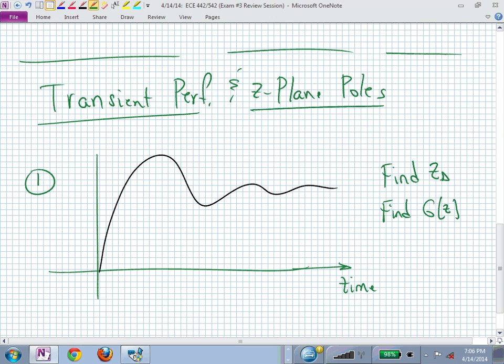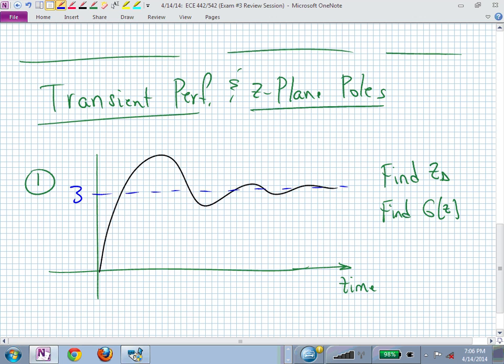You would have to identify where this is going. You might say, oh, this is going up to 3 after it settles. And let's say I said this was a unit step response. So you now know what the DC gain is of your system. I put in a 1, and what did I get out? 3. So you now know your DC gain is 3.